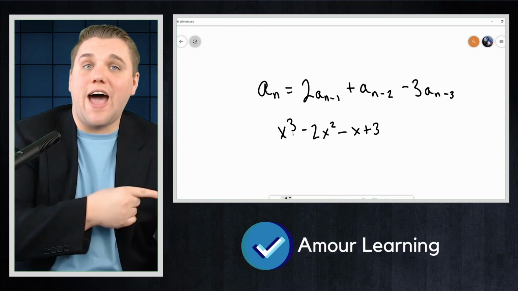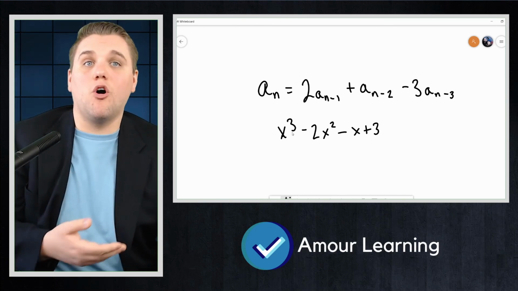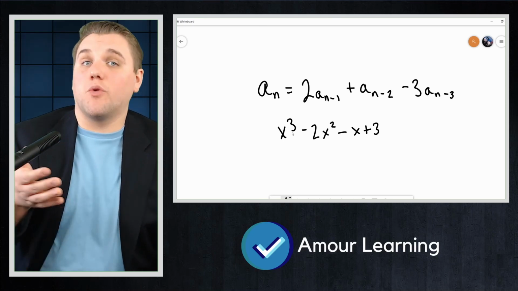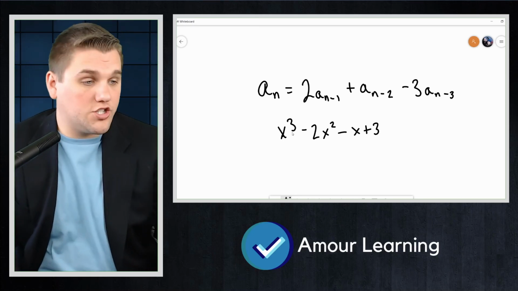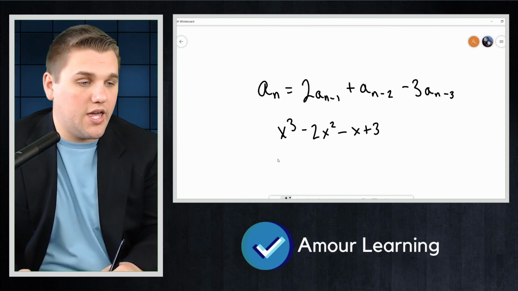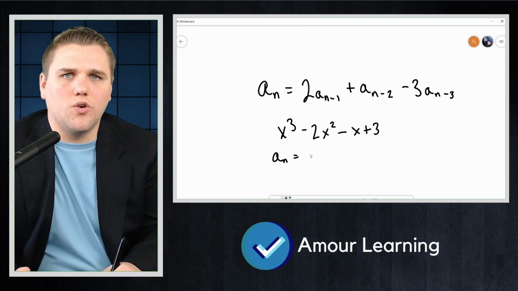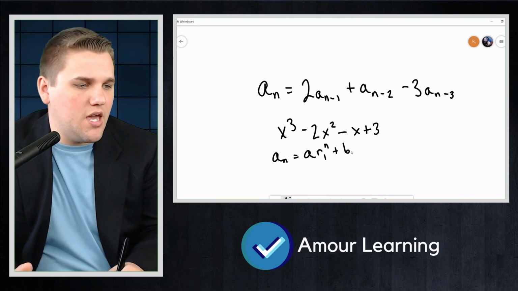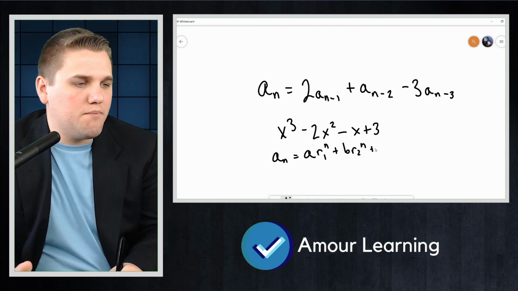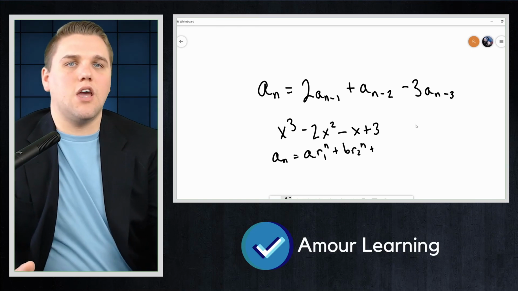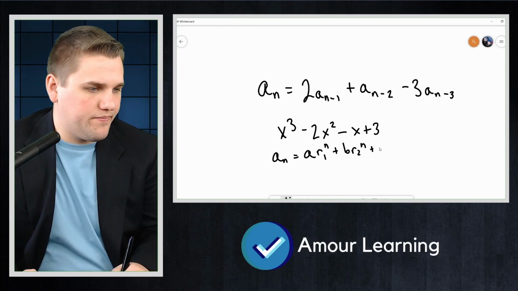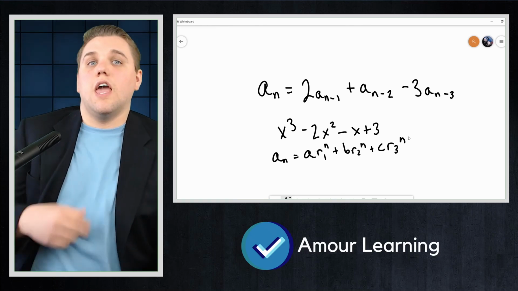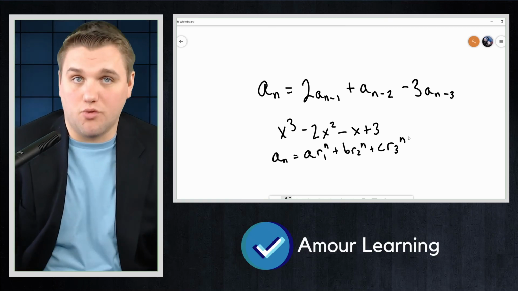Assuming you see how to factor such a degree 3 or more polynomial, you can easily find the characteristic roots and as such solve the recurrence relation. The solution, by the way, would look something like an equals a r1 to the n plus b r2 to the n plus c r3 to the n, if there were 3 distinct roots.